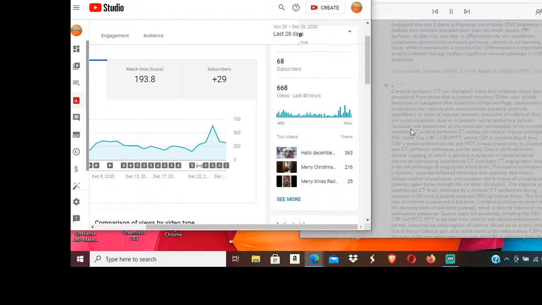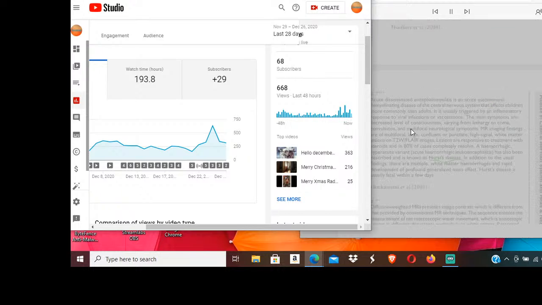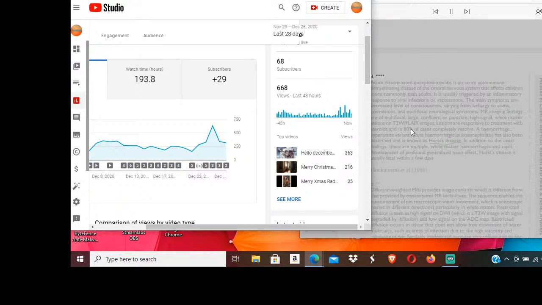Module 6, Central Nervous System and Head and Neck Answers. 324. 5d. Acute disseminated encephalomyelitis is an acute autoimmune demyelinating disease of the central nervous system that affects children more commonly than adults. It is usually triggered by an inflammatory response to viral infections or vaccinations.